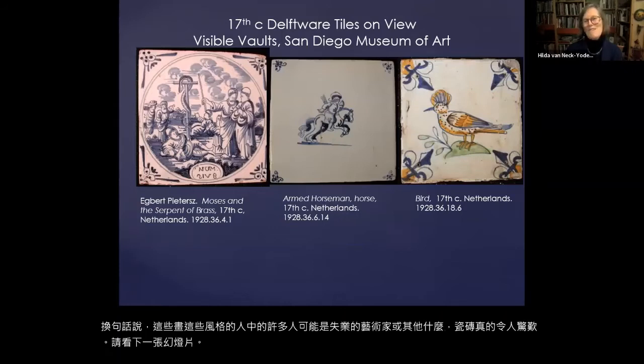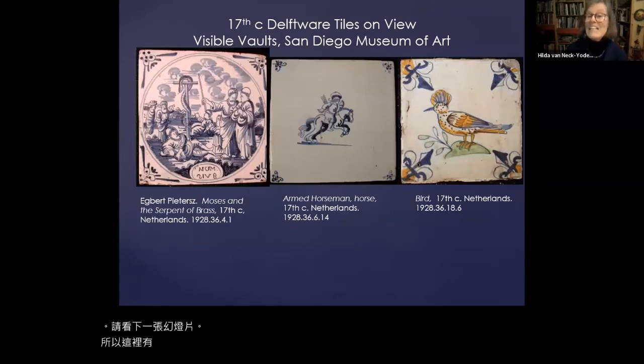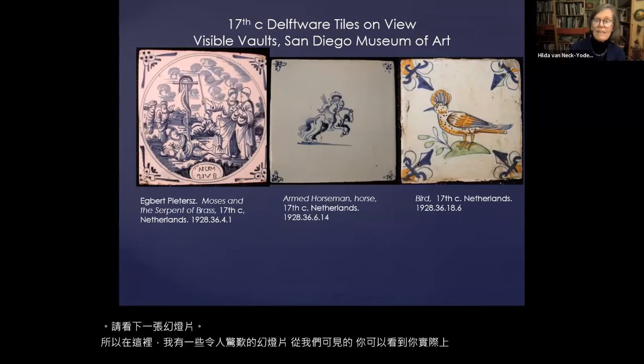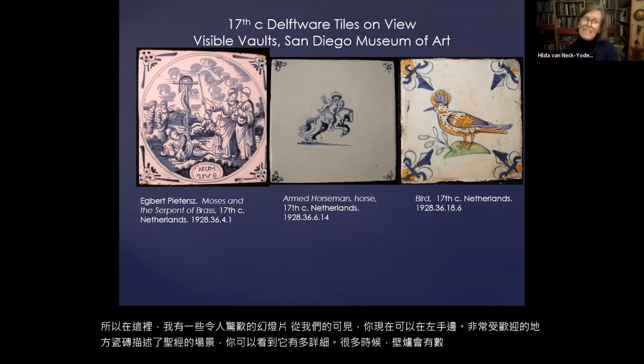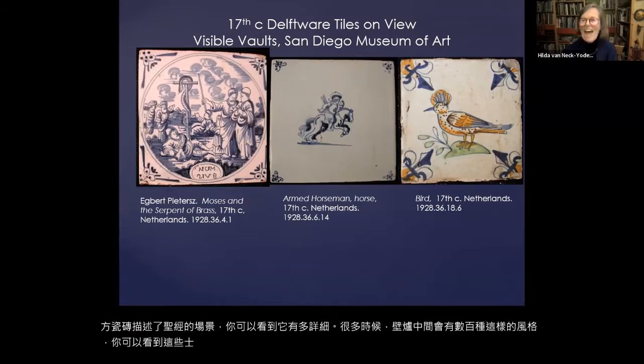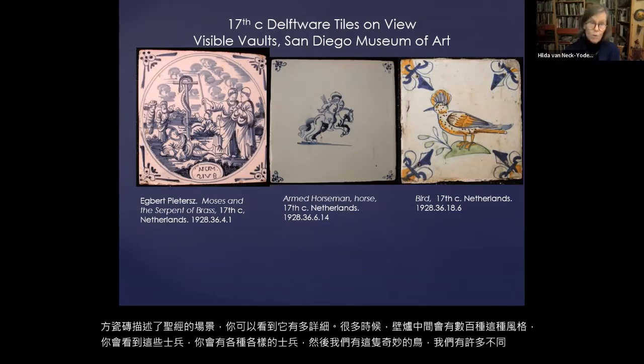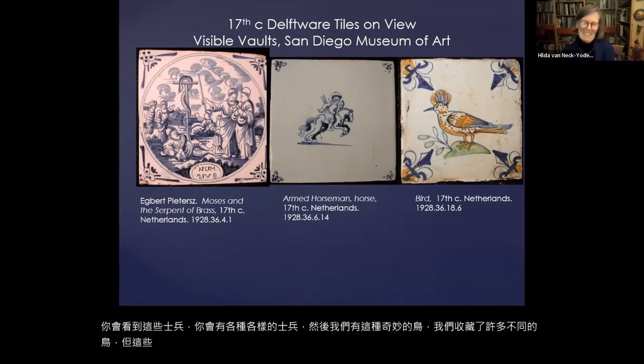So here I have a few of the stunning tiles from our collection that you can actually see at the moment. On the left-hand side, very popular were tiles that described biblical scenes, and you can see how detailed that is. Many times fireplaces would have hundreds of these tiles. In the middle, you see these soldiers, and you'd have a variety of soldiers. And then we have this wonderful bird, many different birds we have in our collection, but these are on view. So you can go to the museum and look at them. Next slide, please.